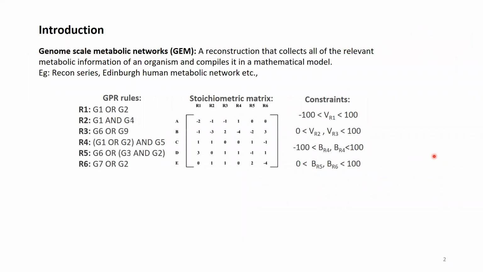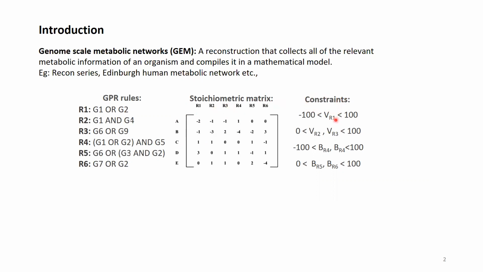It is basically a reconstruction that collects all the relevant metabolic information of an organism, such as what reactions are present in it. It also comes with a mathematical model consisting of gene-protein reaction rules, which basically say what genes are needed for a reaction to happen in an organism. It also contains a stoichiometric matrix where the rows correspond to the metabolites and the columns correspond to the reactions, and also constraints on the reaction fluxes.